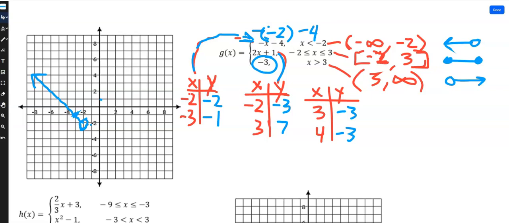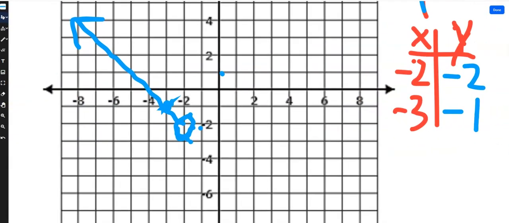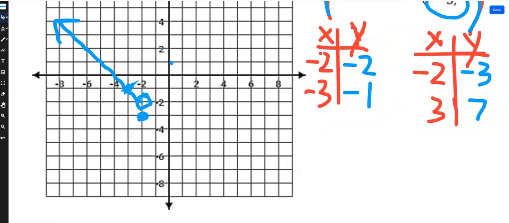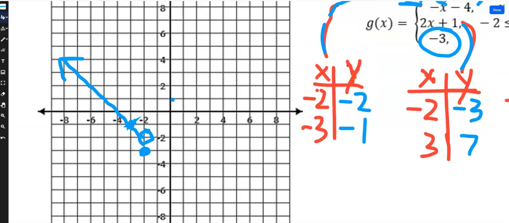On the middle one, we've got -2, -3. Maybe I should zoom in here and do a better job of drawing my open dot there, because right underneath it is a closed dot at -2, -3. And also we need a 3, 7, so way up here. And so we are going to be doing something like that.